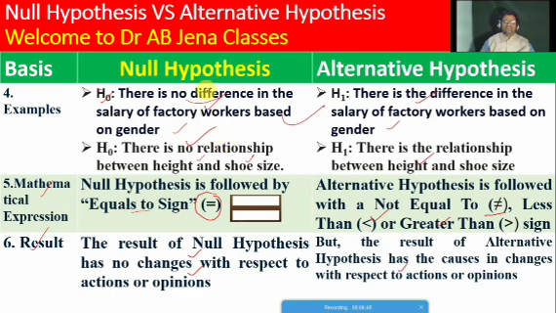So friends, in the null hypothesis there is no difference between the variables, but in the case of the alternative there is a difference between the variables. Friends, by citing a suitable example, I am hopeful that you are now very clear about what the null hypothesis is and what the alternative hypothesis is.